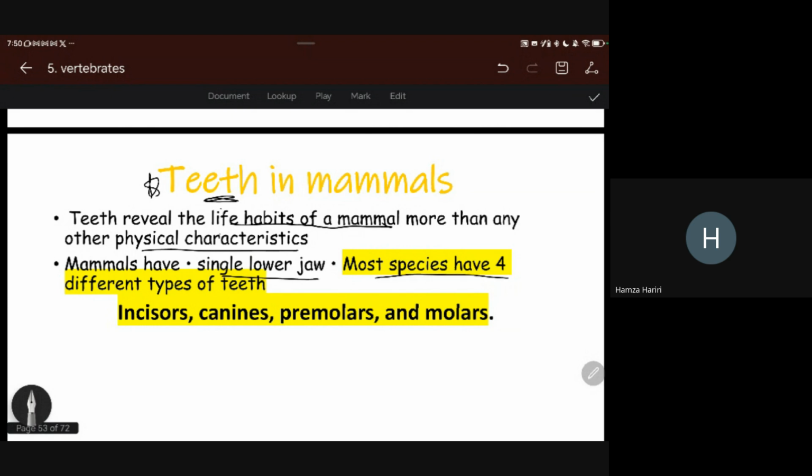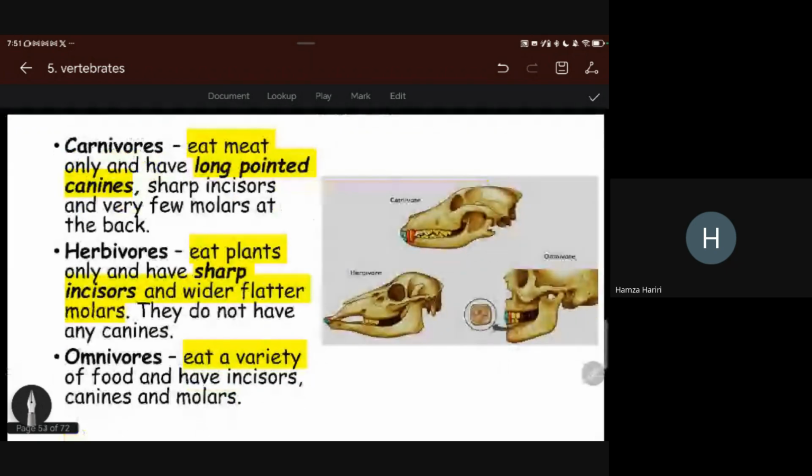Most species have 4 different types of teeth. We have incisors and canines, which are the anterior teeth, and then we have the premolars and the molars, which help in chewing. We have the carnivores, and we've said already that carnivores eat meat only. As a characteristic of carnivores, they have long pointed canines. These are the canines, and as you can see, they're long and pointy, like those of lions.